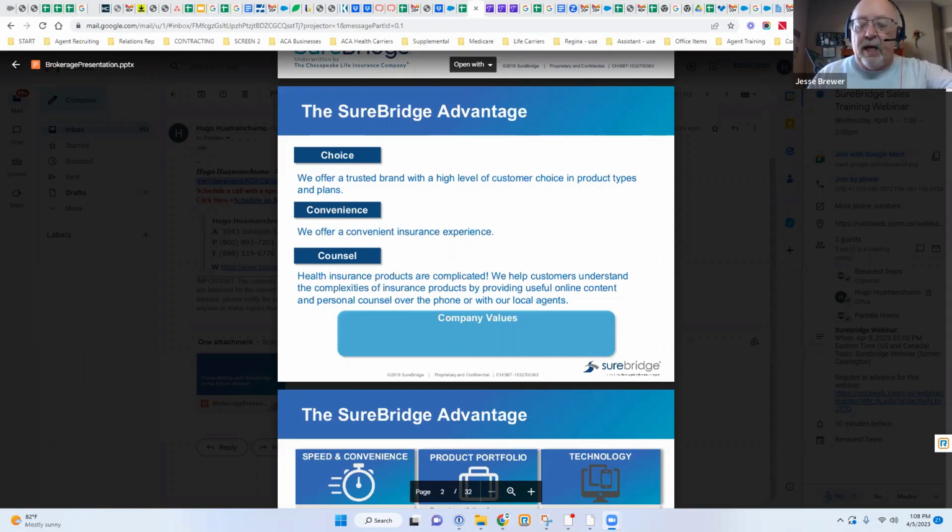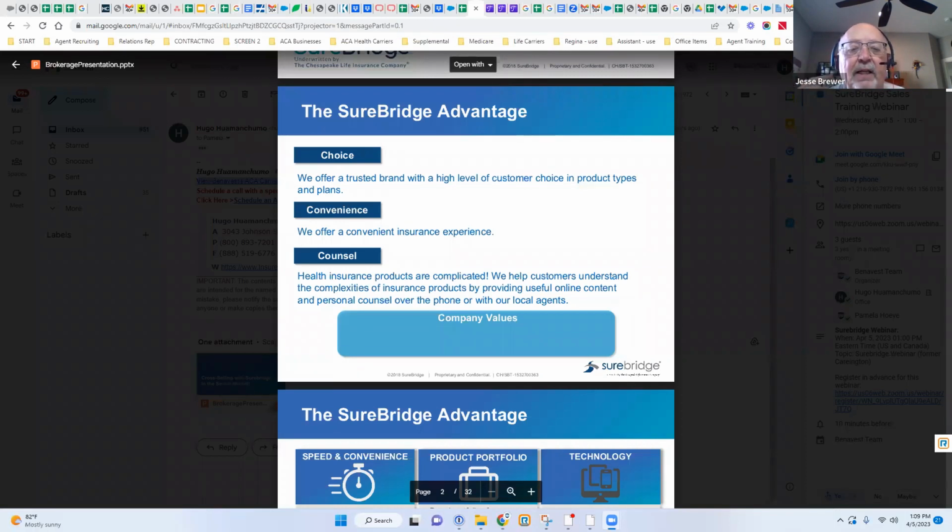So we like that choice. We want to set the goal. We do it conveniently because a lot of our products are guaranteed issue and you have no health questions to ask, so taking the application, everything is done very quickly. And yes, health insurance is getting very complicated, so we really need agents who understand the risks that these clients have.